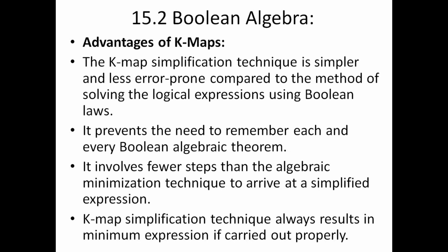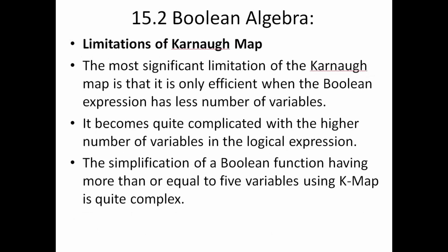So typically a single question from topic 15.2 will consist of 3 or 4 parts, A, B, C, D, and so on. Some of the parts you'll be solving using Boolean algebraic theorems, and 1 or 2 of them you'll be solving using the K-map method. K-maps involve fewer steps. It's easier to simplify. K-map simplification techniques always result in a minimum expression, whereas in Boolean algebra you may make some mistake and end up with a wrong answer.